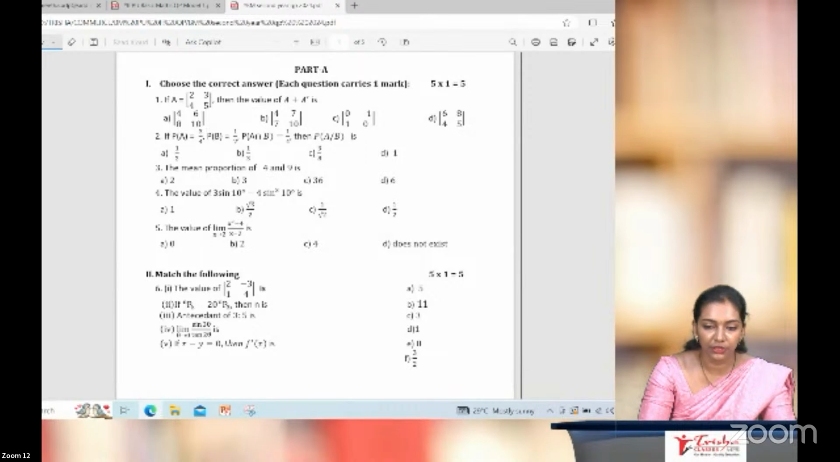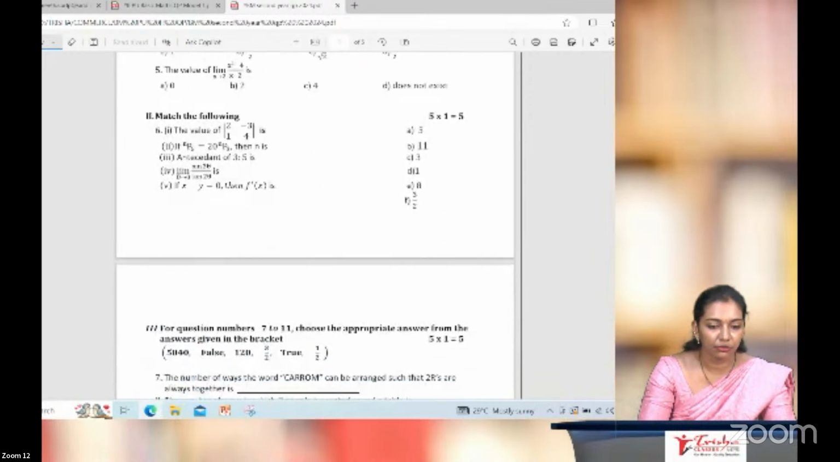Next, match the following. You have just a few one-marker questions under determinants usually, and in this one permutation, finding out n or finding out the r value, and here with the ratio.